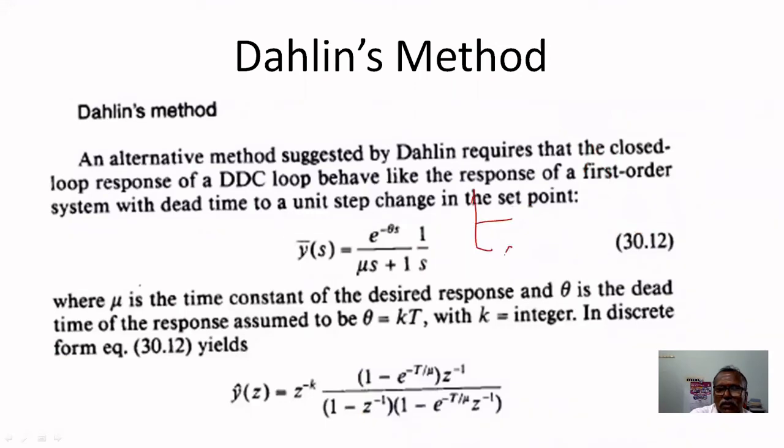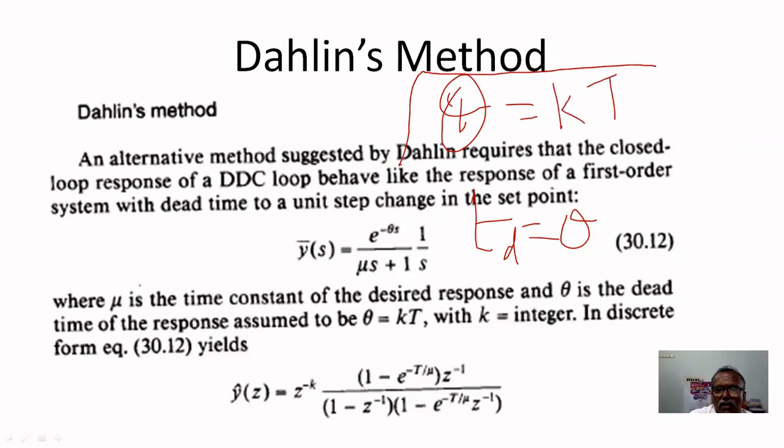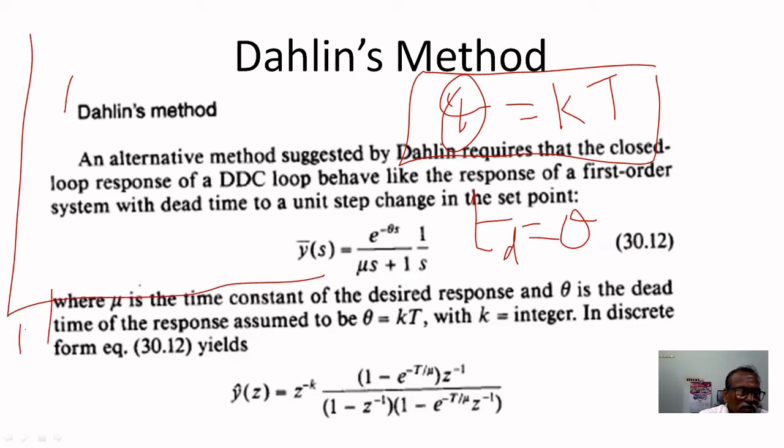Given the dead time is theta, theta must be equal to K times the sampling period. If we take theta equal to an integral multiple of the sampling period, then the assumed response must have a dead time of KT. After that, it can increase and settle. So we have to assume z power minus K.